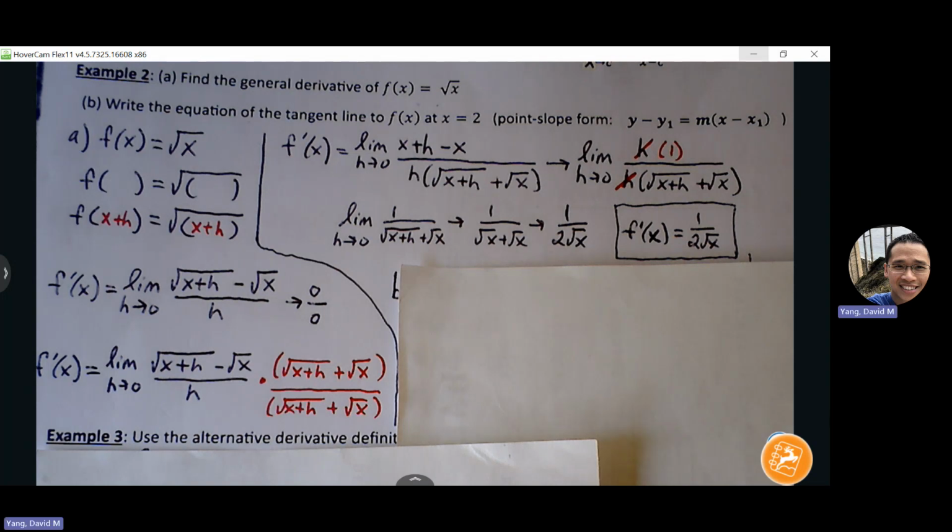So the 1 over 2 root x is going to do the job of finding the slope at any point on this radical function, on this square root of x function. Any questions so far?